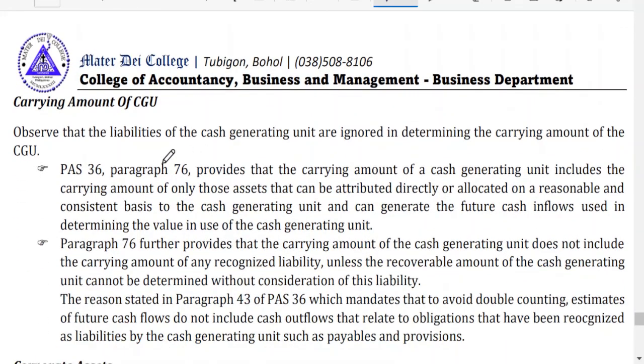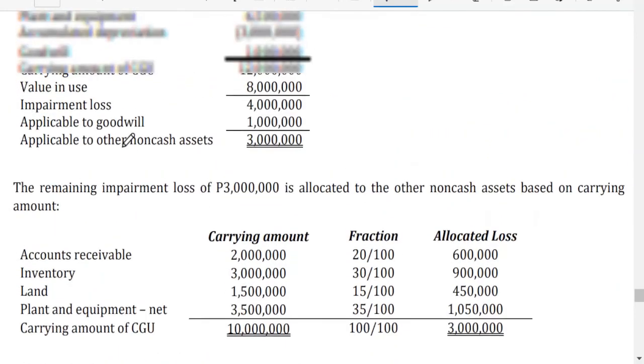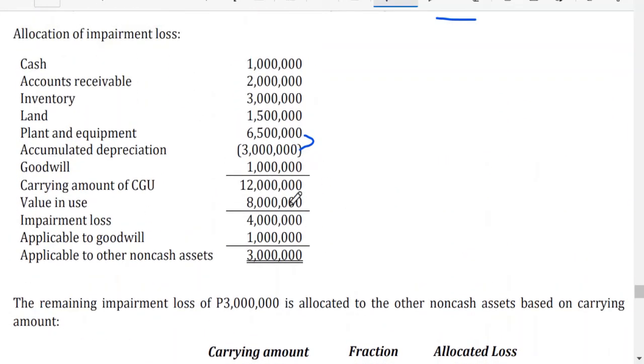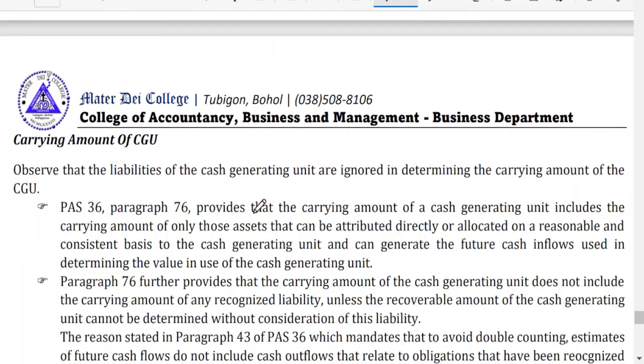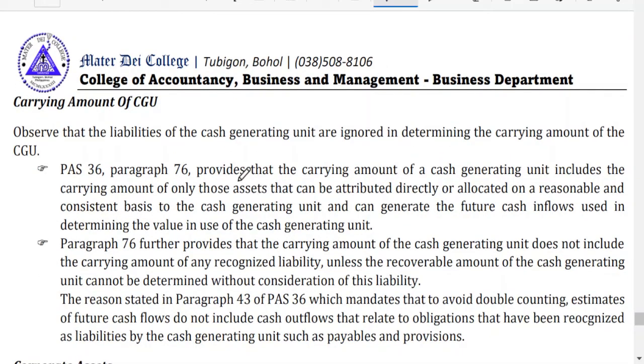Okay, observe that in the previous problem here, the liabilities were not included in the computation, especially in the determination of the carrying amount, right? So the liabilities are ignored in the carrying amount of the CGU. According to PAS 36, the carrying amount of a cash generating unit includes the carrying amount of only those assets that can be attributed directly or allocated on a reasonable and consistent basis to the cash generating unit and can generate the future cash inflows used in determining the value in use of the cash generating unit.